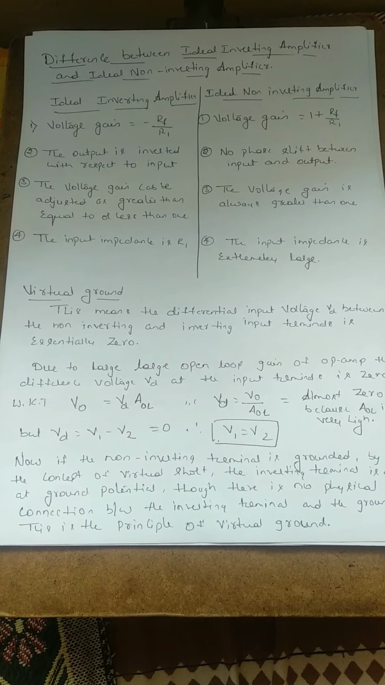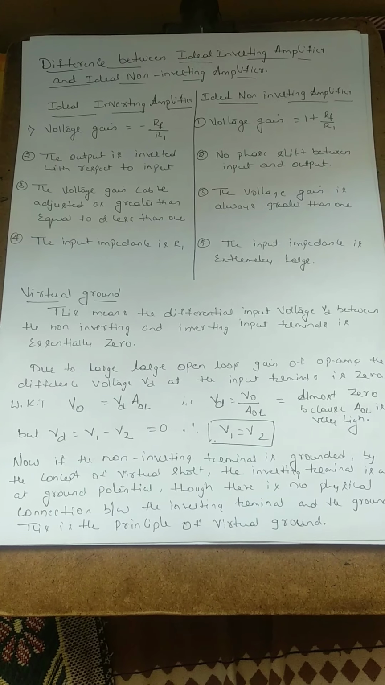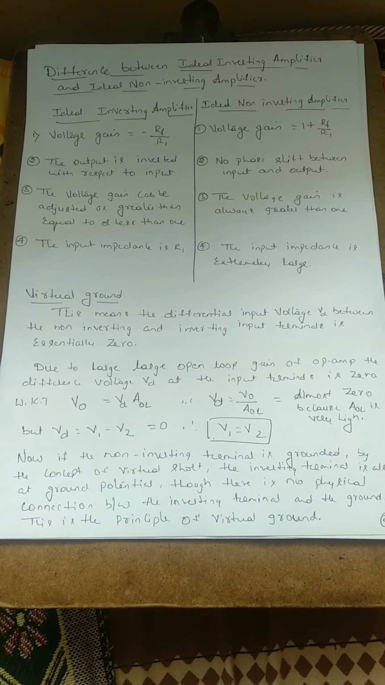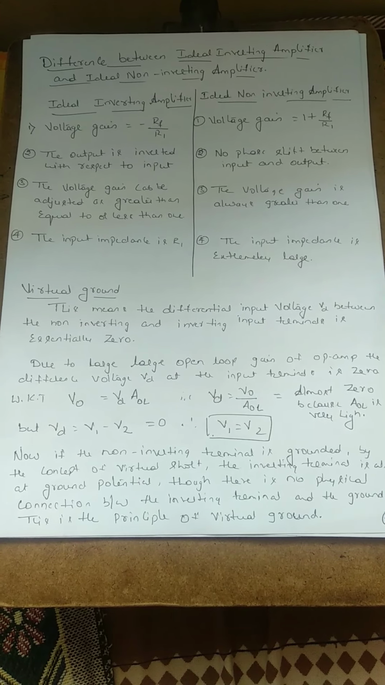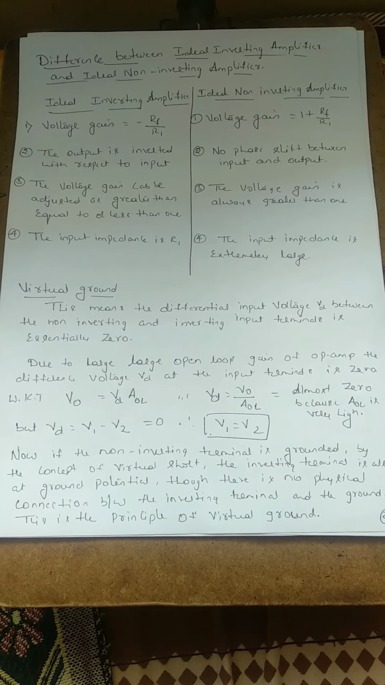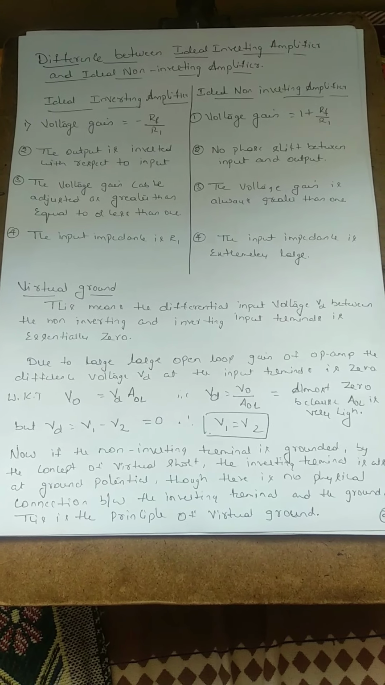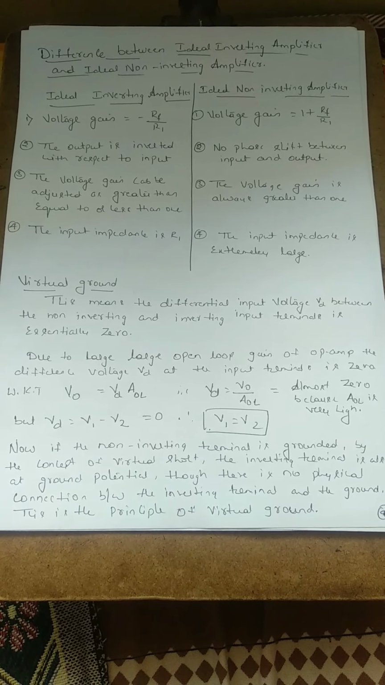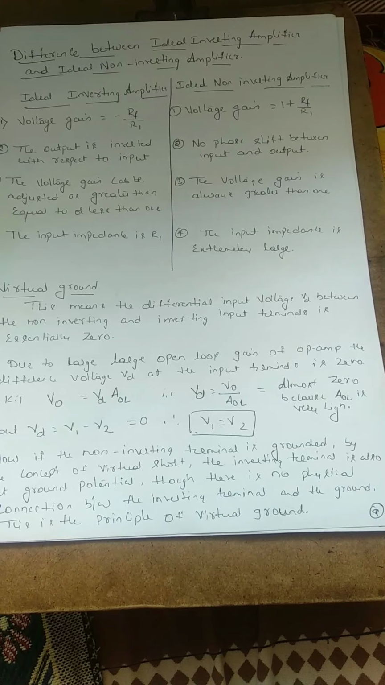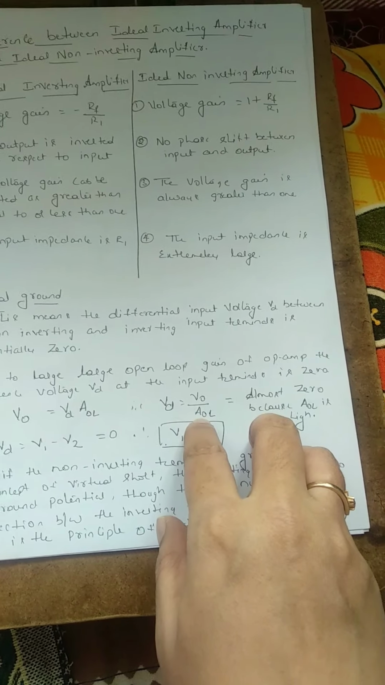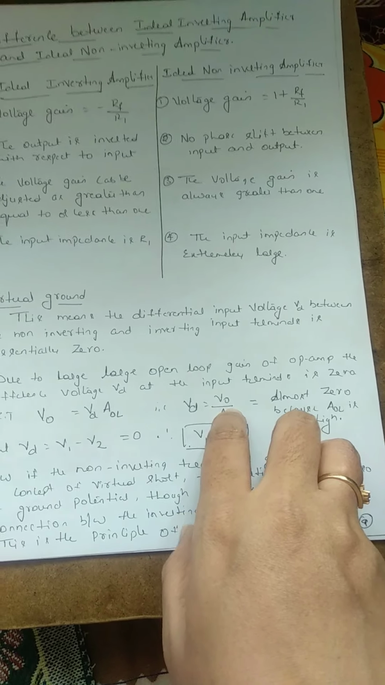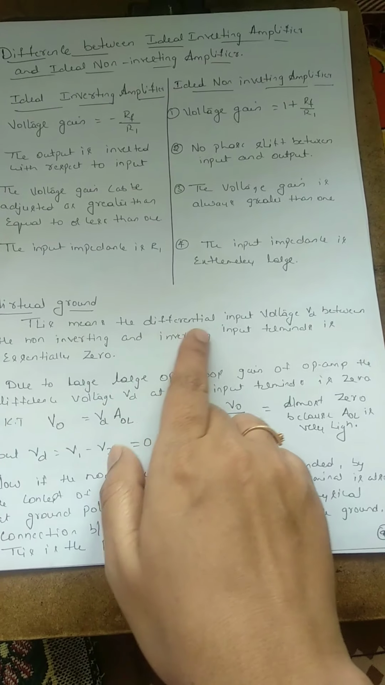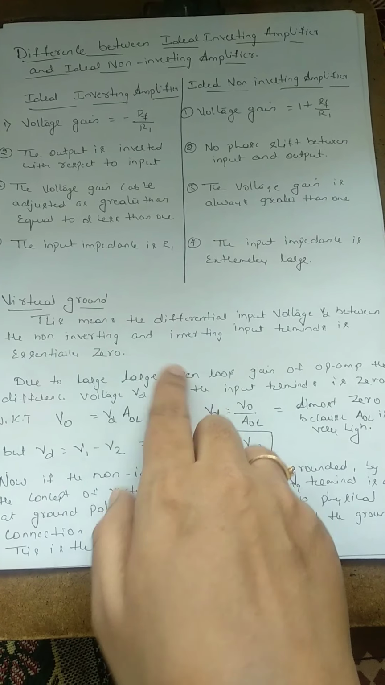The open loop gain of an op-amp is very large. The difference voltage VD and the output voltage V0 are related as V0 equals VD into AOL, that is the open loop gain of the op-amp. Since AOL is very large, if it is infinity, VD becomes 0. So the differential input voltage VD between the two terminals is 0. That is the virtual ground concept.